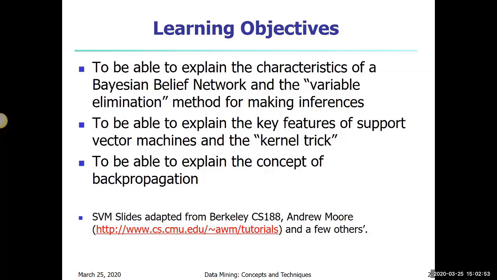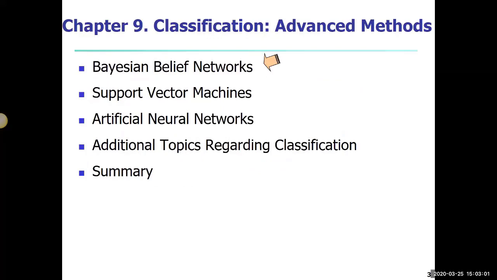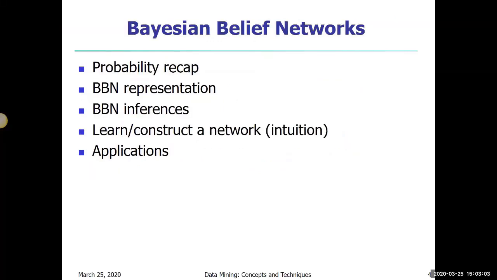Okay, I borrowed lots of slides from other people. Andrew Moore's support vector machine slides made great sense, and I love his example, so I just borrowed them. For Bayesian belief networks, we will first quickly recap the basic probability theory, and then we'll look at its representation and how it does inference. About how to learn and construct such a belief network, I think you can probably learn it in the Bayesian inference class. Here we're only going to provide a little intuition.